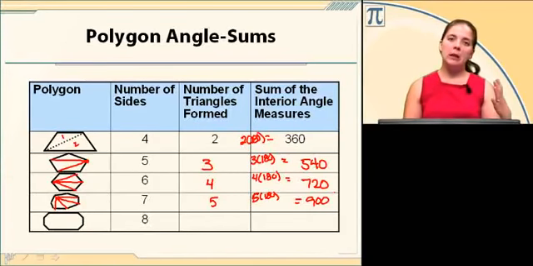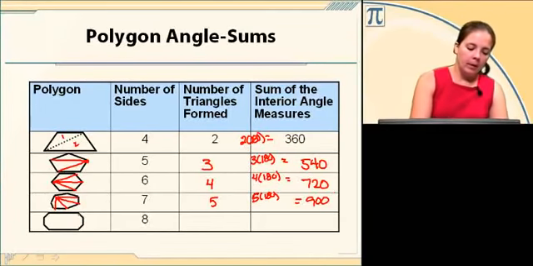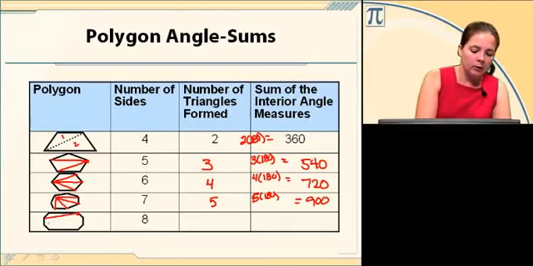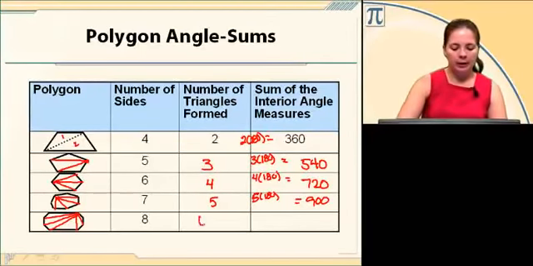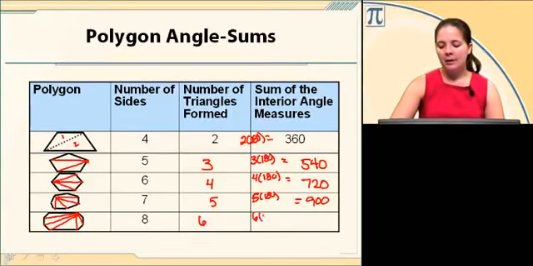And my last one, octagon. Pick one vertex, draw all the diagonals possible from that one vertex. Count the number of triangles. I've got 6 triangles. 6 times 180 is 1,080.